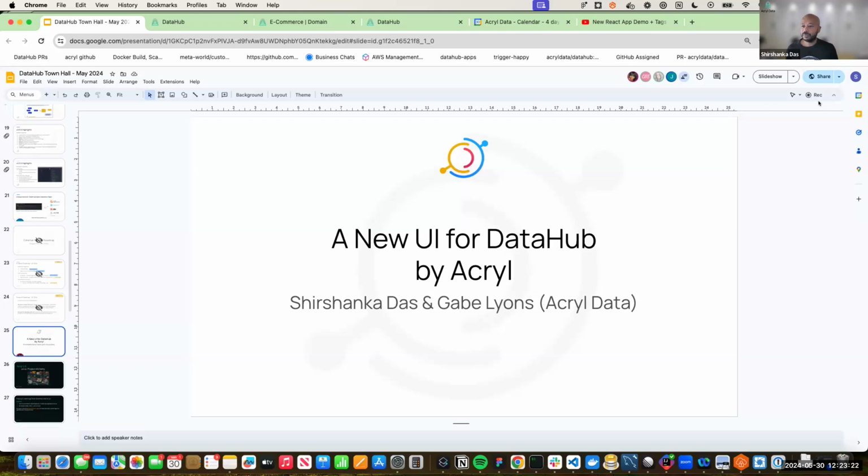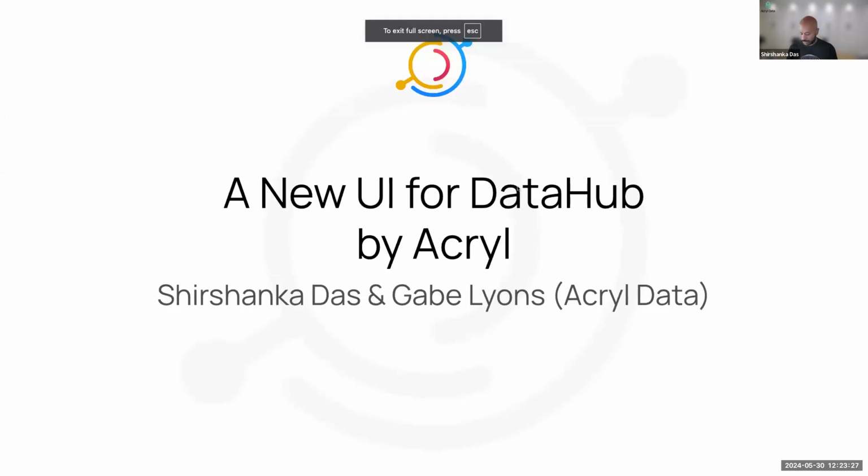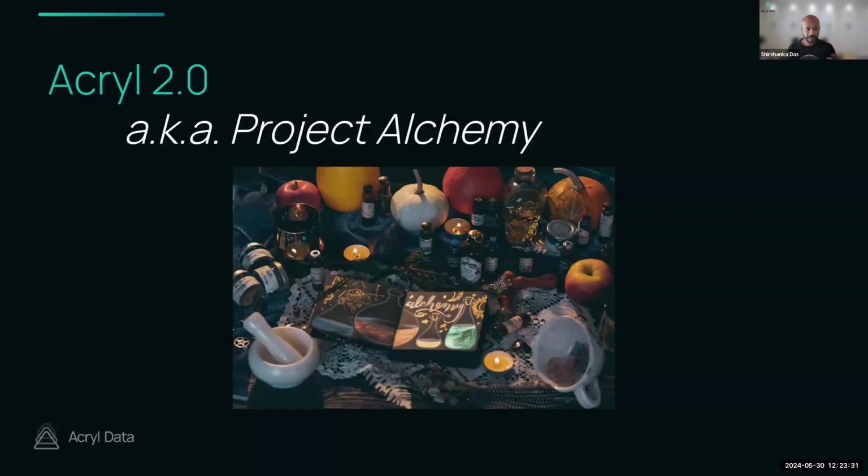So let's talk about what we are talking about today. We've been working on something for a few months now. Internally, it's codenamed Acryl 2.0, also known as Project Alchemy. And it really started out with looking at hundreds of interviews that we did with a lot of our community members, as well as customers, to understand what was working and what wasn't working with the current user experience.